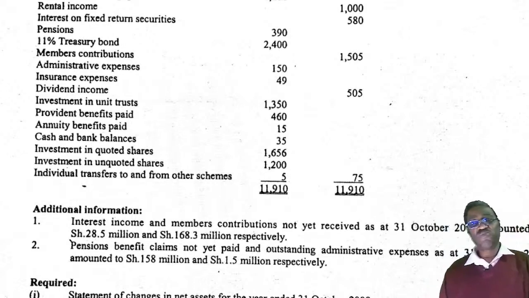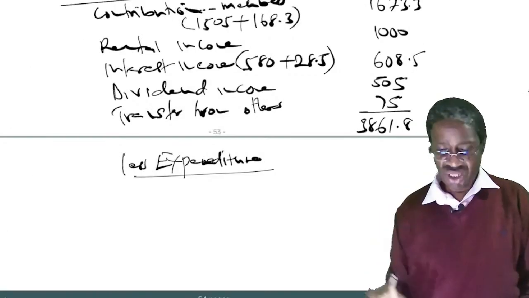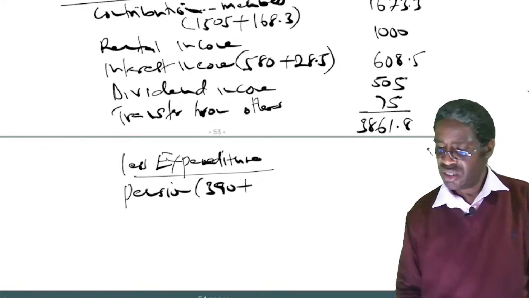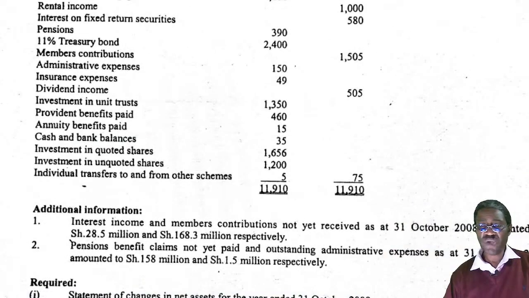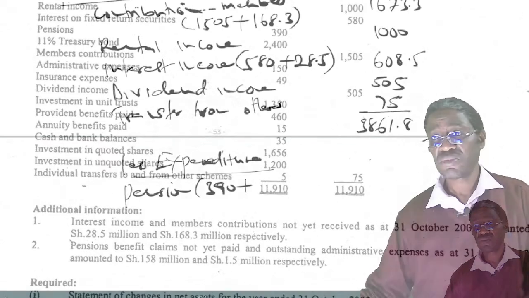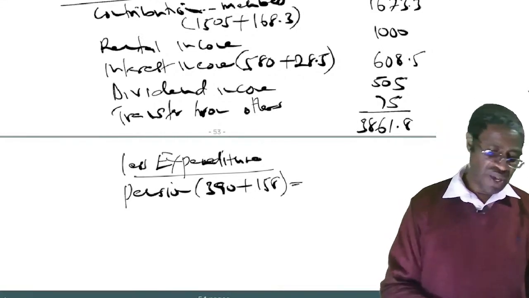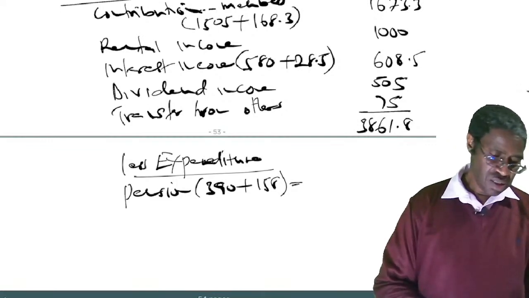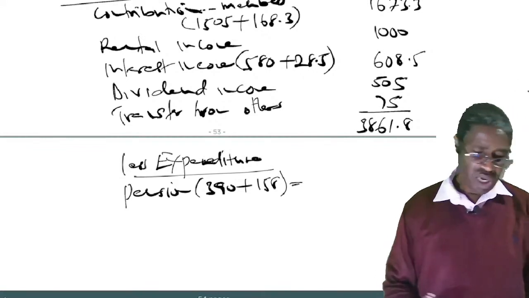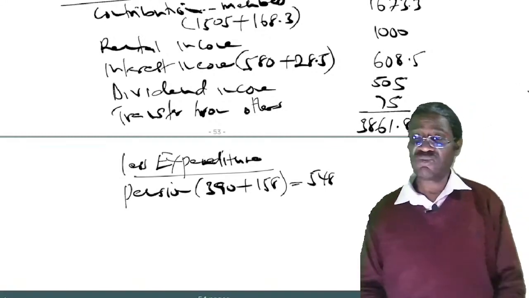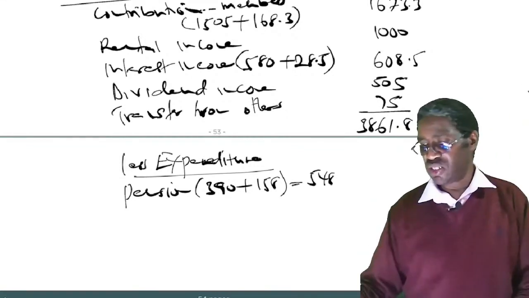So we have paid pension benefits amounting to 390. There is another 158 we have not paid. Good. So we add the two. Come and see your pension. 390 is what we have paid as per the trial balance, but according to the additional, we have not paid another 158. So what therefore becomes the total expenditure? If I add the two, 390 plus 158, I'm getting 548. Good. Let's go back to the same trial balance. We are picking our expenditures now.